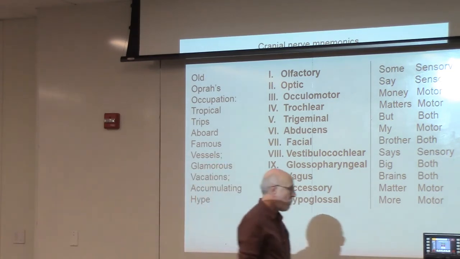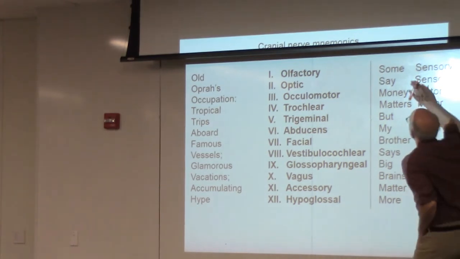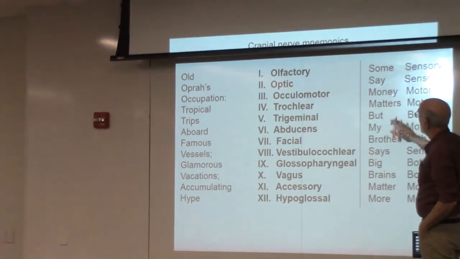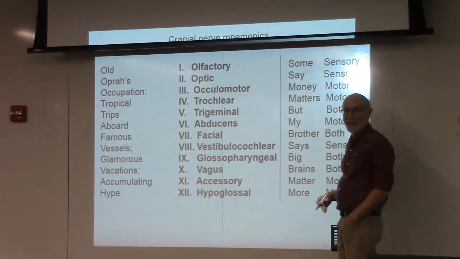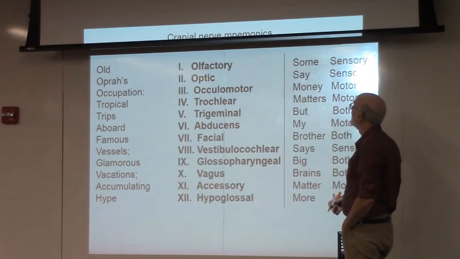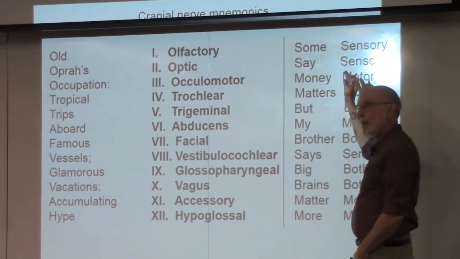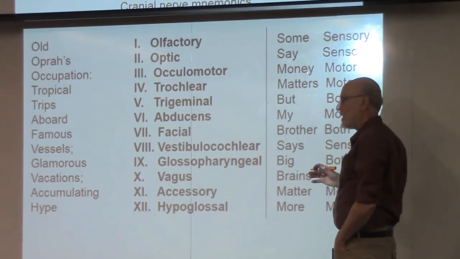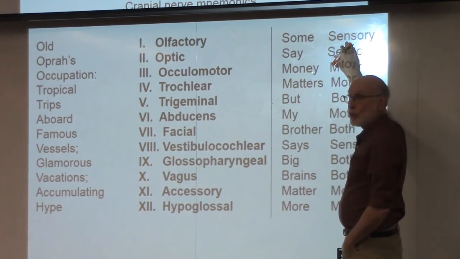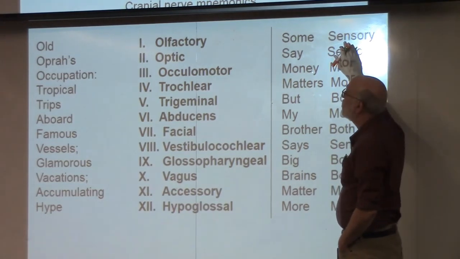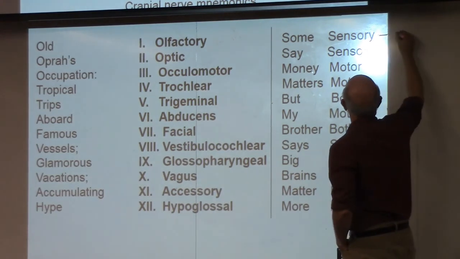There is a mnemonic for function as well. Some say money matters, but my brother says big brains matter more. It's actually a good mnemonic. So now it's just the first letter. Some say money matters, but my brother says big brains matter more. Some means it's a sensory nerve. So now you can put together the olfactory nerve is a sensory nerve that serves the sense of smell.